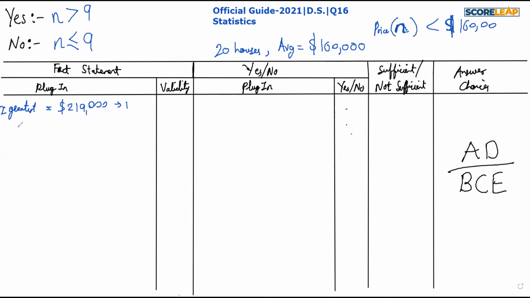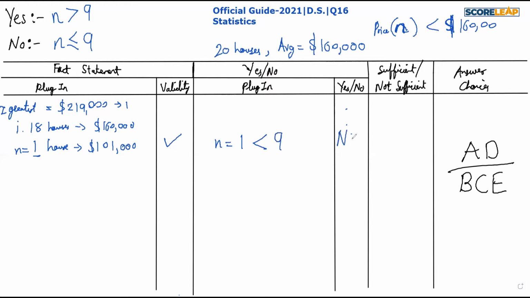Let me draw the first possibility. 18 houses are priced at the average price of $160,000, one house is priced at $219,000, and one house is priced at $101,000. The average of all these houses is $160,000, and only one house is priced lower than the average price. So n is equal to 1. Now let us make the comparison. It is less than 9, so we got a no in this case. This is one of the possibilities.